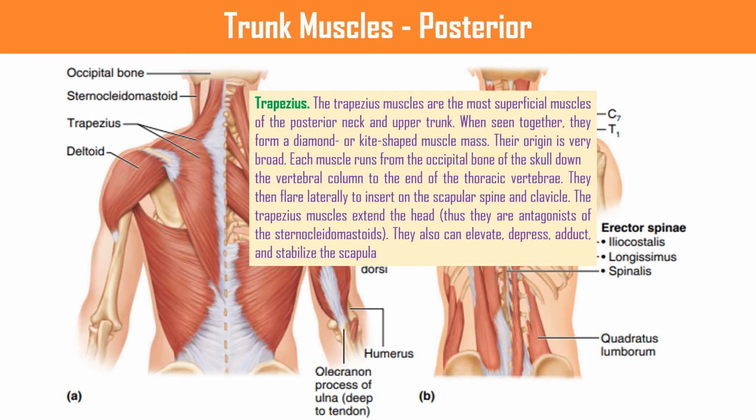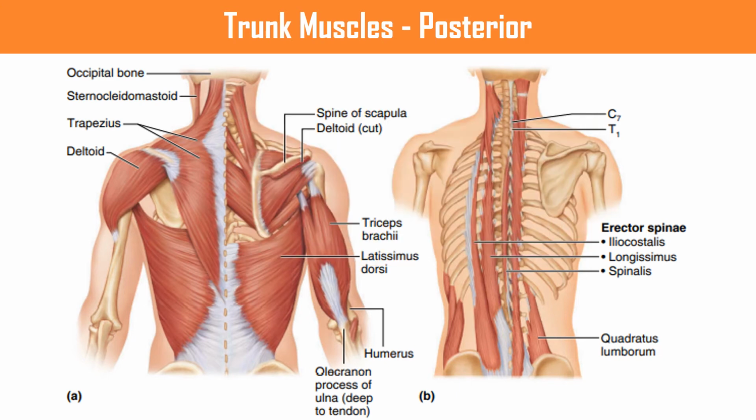Their origin is very broad. Each muscle runs from the occipital bone of the skull down the vertebral column to the end of the thoracic vertebra. Then they flare laterally to insert on the scapular spine and clavicle. The trapezius muscles extend the head, thus they are antagonists of the sternocleidomastoids. They can also elevate, depress, adduct and stabilize the scapula.